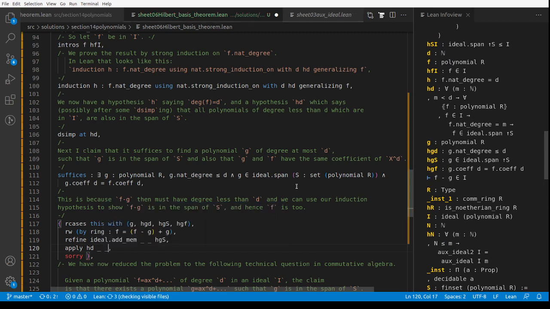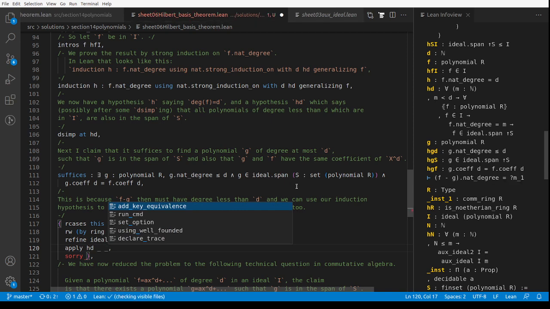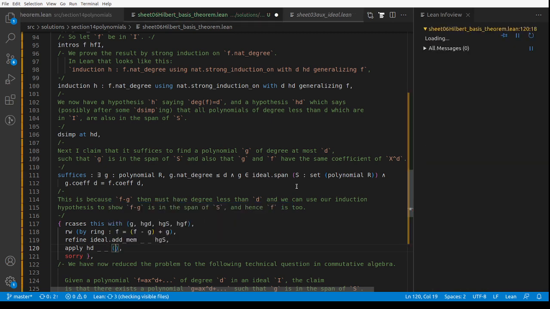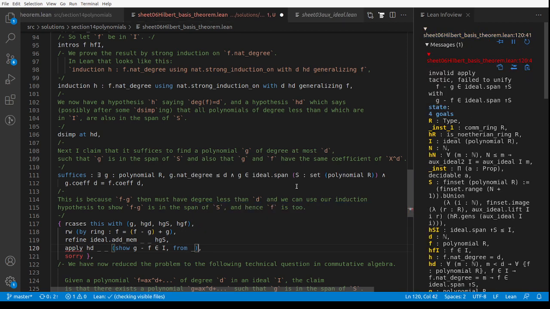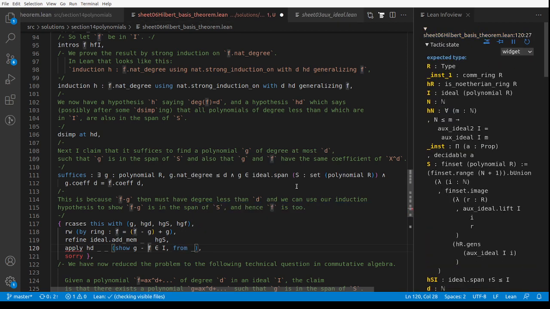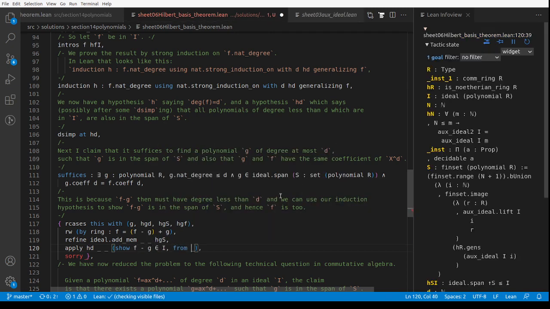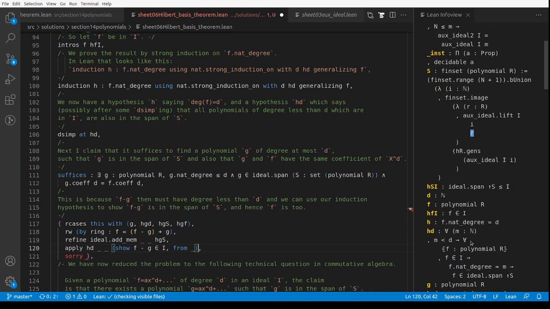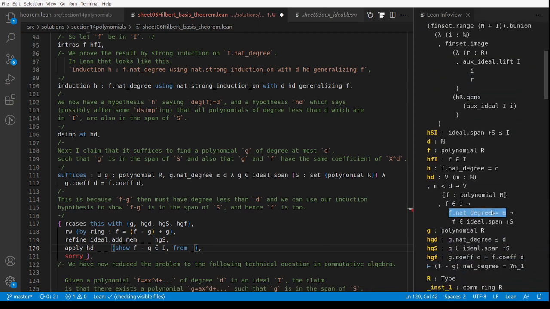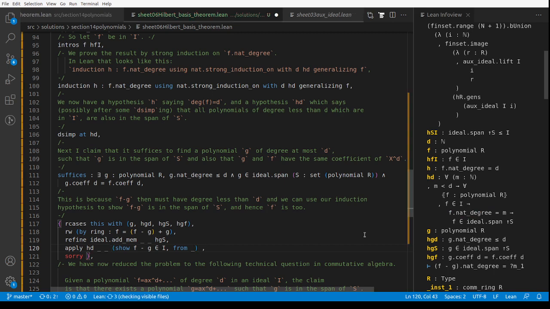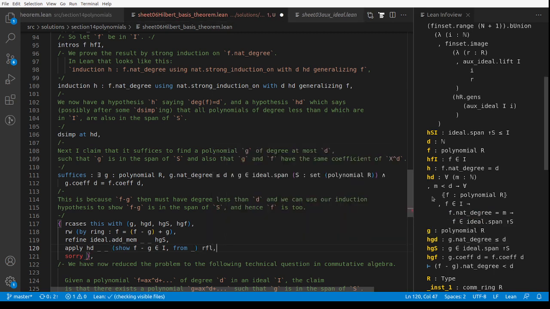so it wants a natural, a proof the natural is less than D, and then it wants a polynomial, which it's going to guess, and then it wants a proof that the polynomial is in I, so show g minus f is in I from, I'll tell you later, apparently it's f minus g. There. And now, what else does it want? And it also wants the proof that the degree of this polynomial is m. So now I'm going to put REFL. And now hopefully we've got a smaller number of goals.